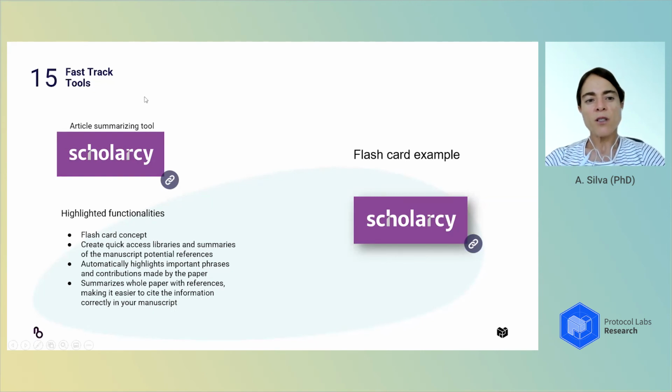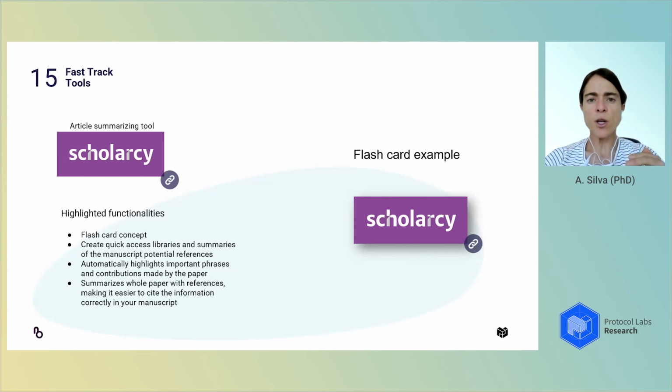But I recommend, based on my experience, that you use Scholarcy as an article summarizing tool. It's incredibly useful when you're doing literature reviews, to get an artificial intelligence algorithm to identify the valid points, the interesting points of a paper that you're reading. Some of these functionalities let you create quick access libraries and summaries of each publication. So I'm going to show you how it looks. It summarizes a whole paper and makes it very easy to cite and find the right information.